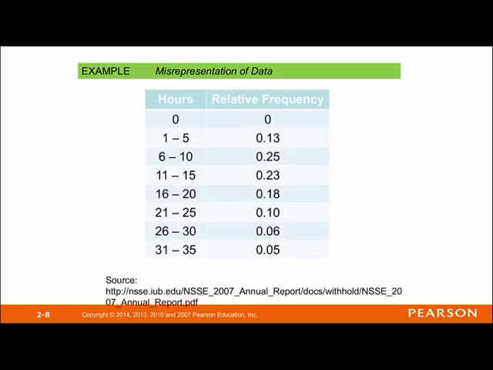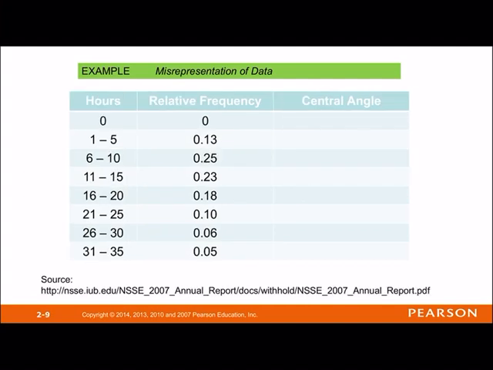Again, here is the representation of your data, the data that they collected. And the central angles that are going to go along, again, if you want your central angles, you're going to multiply by 360. This is going to be eventually for your pie chart. When you do that, you'll have 0, 46.8, 90, 82.8, 64.8, 36, 21.6, and 18.